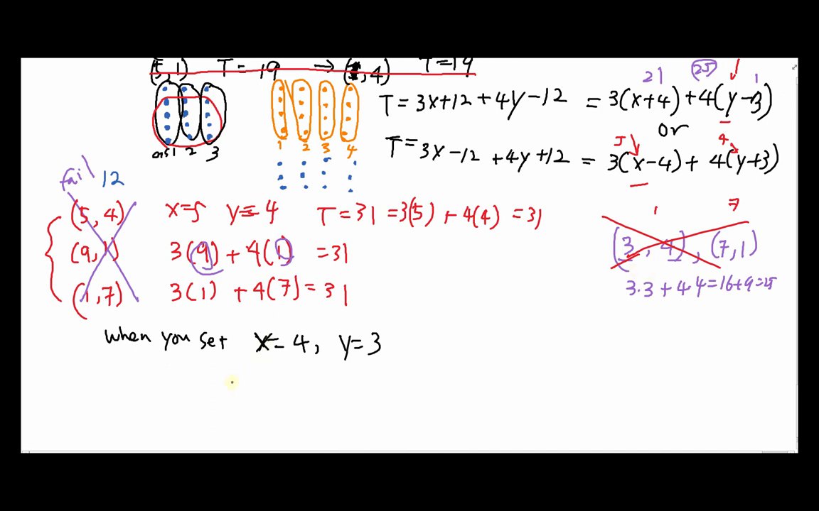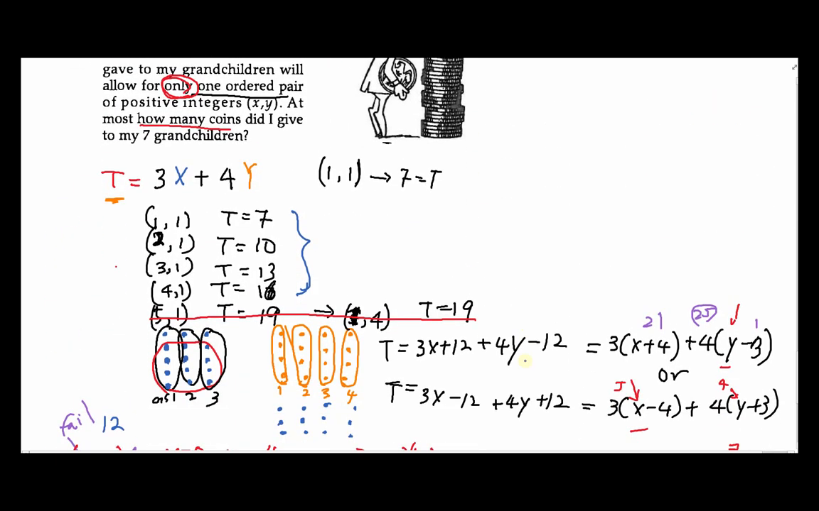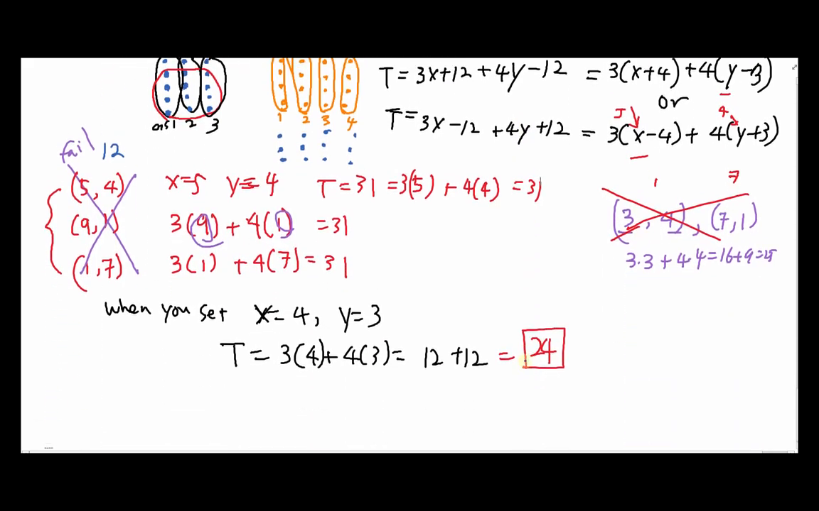Okay, moving on. So the total, 3 times 4 plus 4 times 3. So you have 12 plus 12. Our answer is 24. This is the maximum coins that grandpa could have given to 7 grandchildren. And that's it.